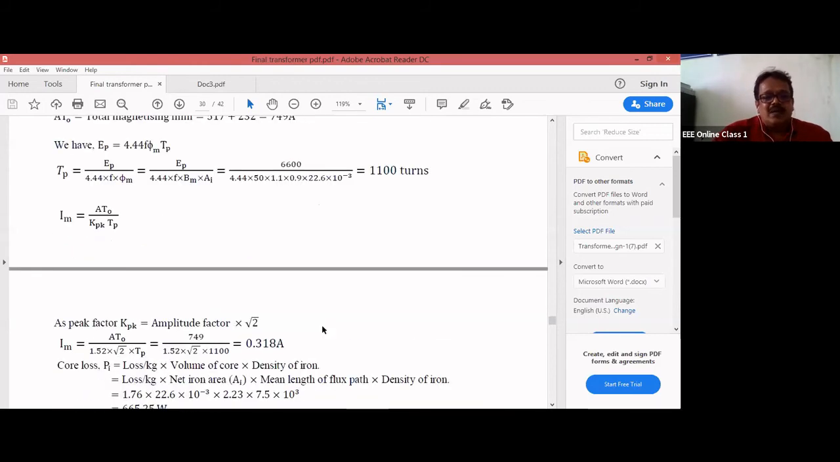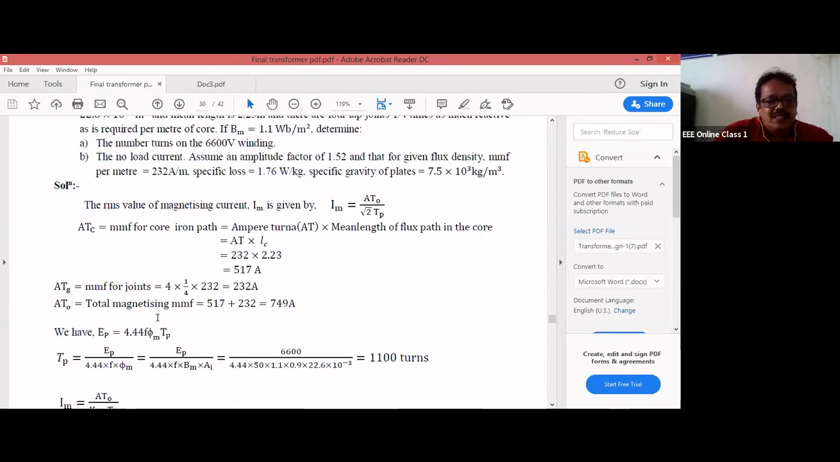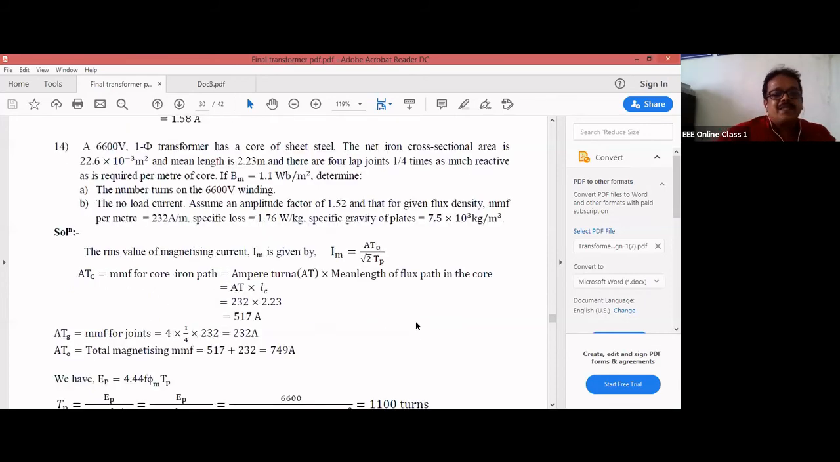This is a very important problem. You need to remember these two steps: I naught for joints, that one you remember, and here as peak factor is kpk, amplitude factor into root 2. Remember these two steps. Other steps are similar to your previous problem. This is a problem from Ekesani.